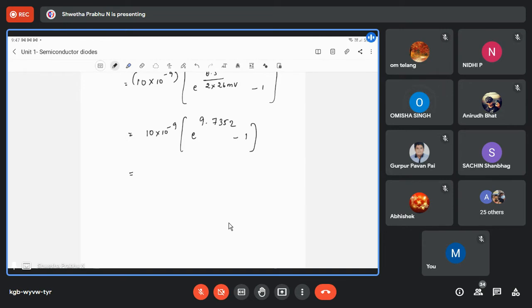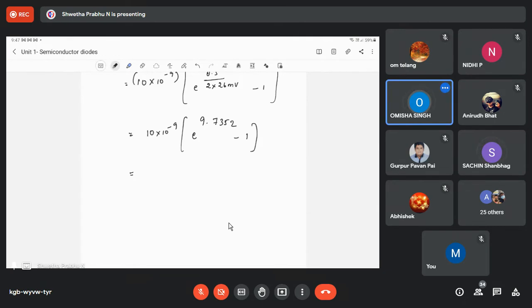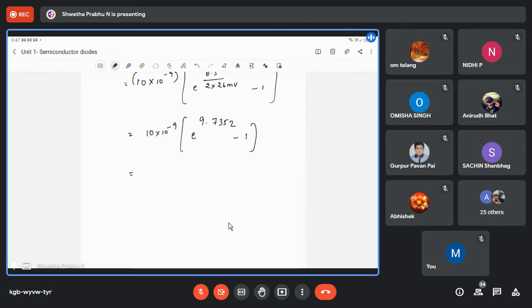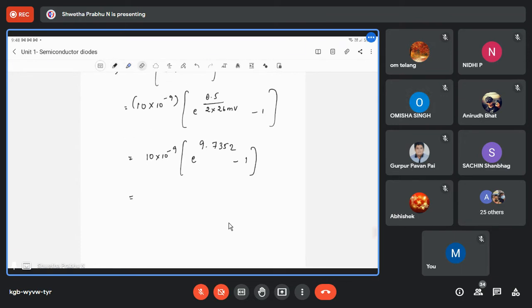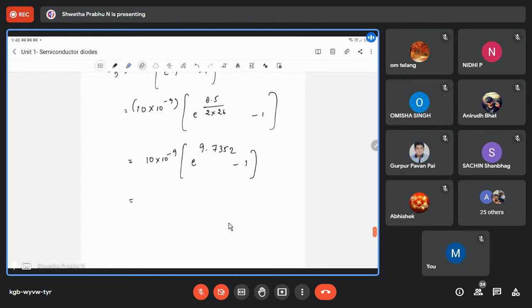Omisha, tell me what is your question? Ma'am, why can't we take 10 to the power minus 3? Why do we write millivolts? Milli means 10 power minus 3. I just wrote it as millivolts; you have to consider it as 10 to the power minus 3 and solve. You want me to write 10 power minus 3 there? No, ma'am, it's okay. If you want, I will write. I thought you people will write and solve. Okay, I'll write 26 into 10 power minus 3.